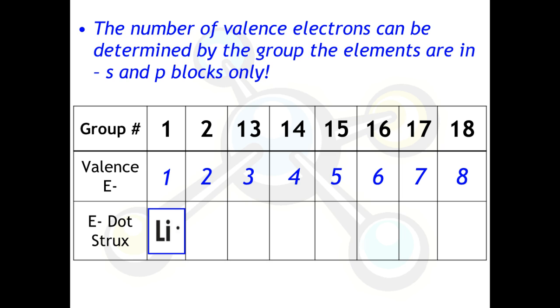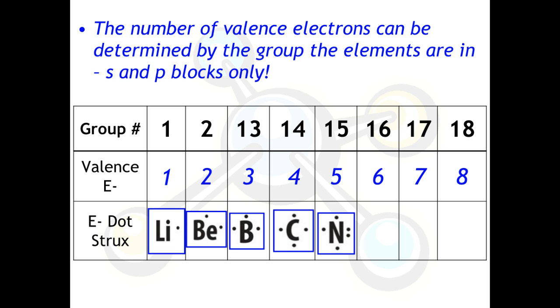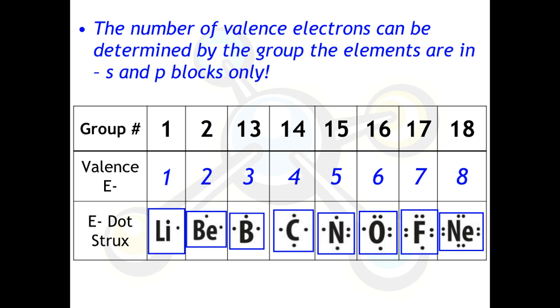Here's some examples of an electron dot or Lewis structure. For group 1, lithium has 1 valence electron. Beryllium has 2. Boron has 3. Carbon has 4. Nitrogen has 5. Oxygen has 6. Fluorine has 7, and neon has a filled outer shell of 8. Now, if you don't understand how to do this, you need to let Mrs. Flint or myself know, because we need to know how to do Lewis structures and where we're getting that information from.